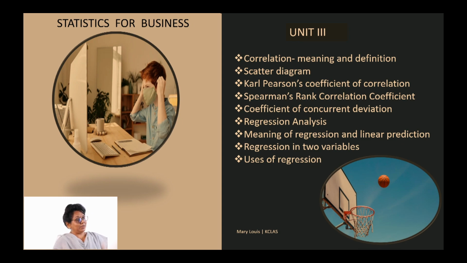Regression analysis, on the other hand, predicts the value of one variable based on another, especially useful for linear predictions. Simple regression involves two variables where one serves as the independent variable and the other as the dependent variable. Applications of correlation and regression are extensive. In finance, they are used to predict stock prices and assess risk by analyzing relationships between economic indicators.